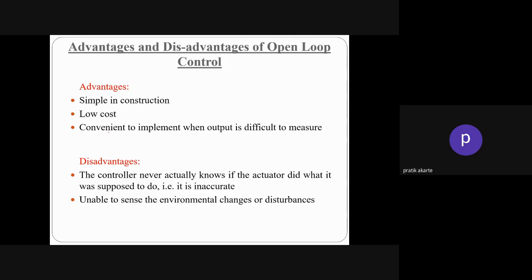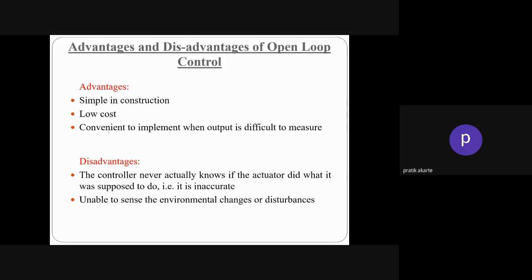Whenever we cannot trace the output, at that point of time, it is advantageous to use your open loop control system. The disadvantages are the controller never actually knows if the actuator did what it was supposed to. It is inaccurate. So it is not at all traceable. Controller said something, but whether the actuator is doing the proper thing or not, it is not traceable.